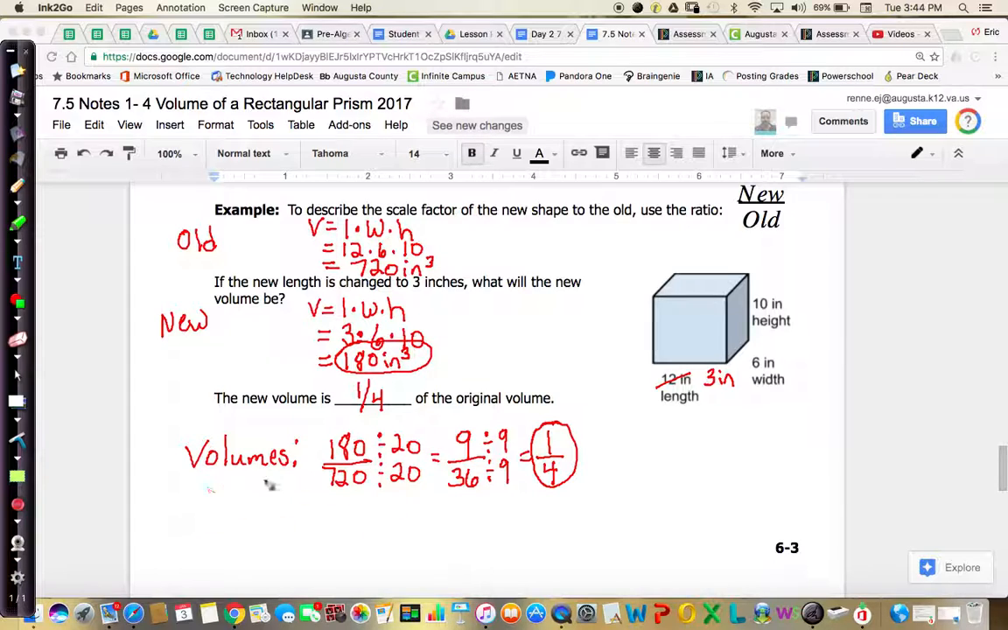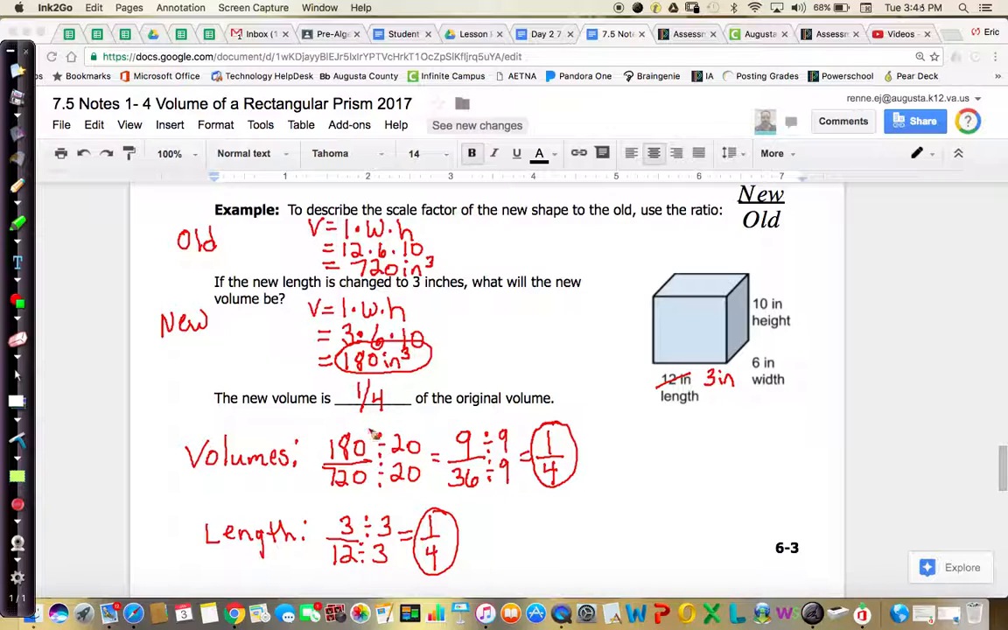Okay, now, if we compare the lengths, because we know that the new length is changed to 3, and the old length right here was 12. So we can say new length over old length. And now this one is much easier to simplify. What number goes into 3 and 12? Hopefully you said 3. 3 divided by 3 is 1, and 12 divided by 3 is 4. So we can tell that the scale factor is 1/4.